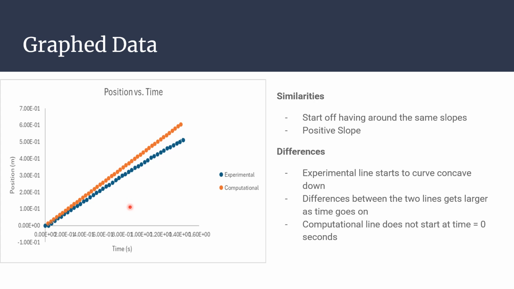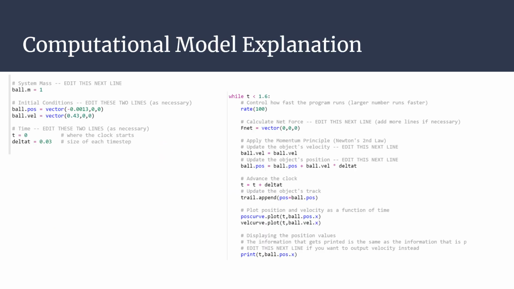The experimental line starts to curve concave down, as you can see right here, very slightly, and the differences between the two lines get larger as time goes on. Also, the computational line does not start at time equals 0 seconds, which may have been due to a coding error.